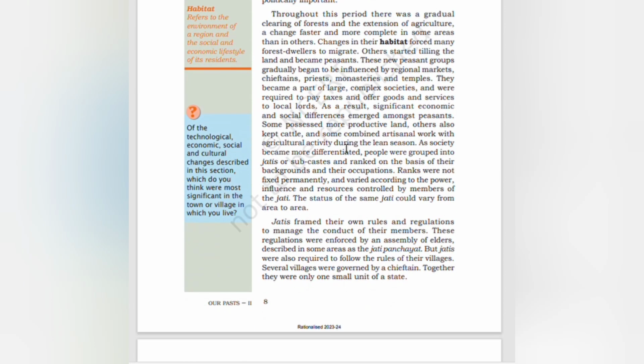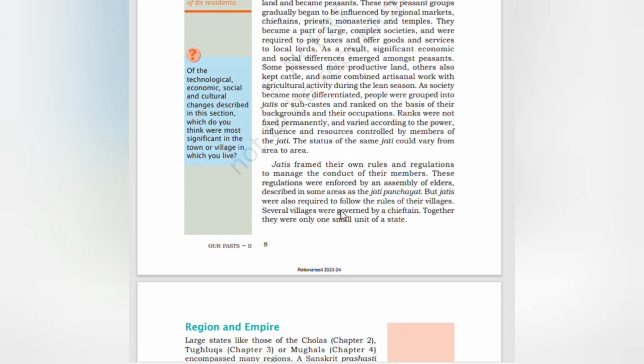Some possessed more productive land, others also kept cattle, and some combined artisanal work with agricultural activity during the off season. As society became more differentiated, people were grouped into jatis or subcastes and ranked on the basis of their backgrounds and their occupations. Ranks were not fixed permanently and varied according to the power, influence, and resources controlled by members of the jati. The status of the same jati could vary from area to area.